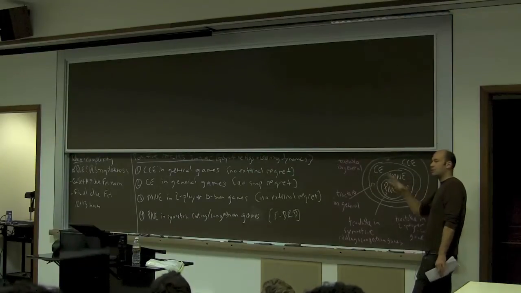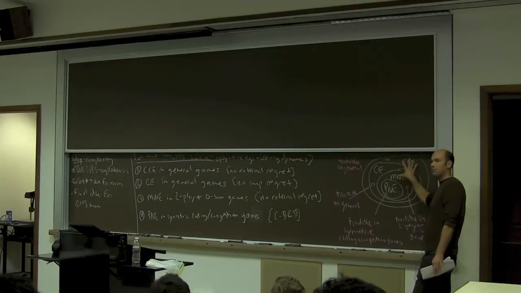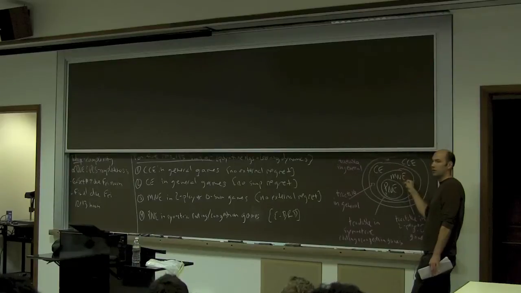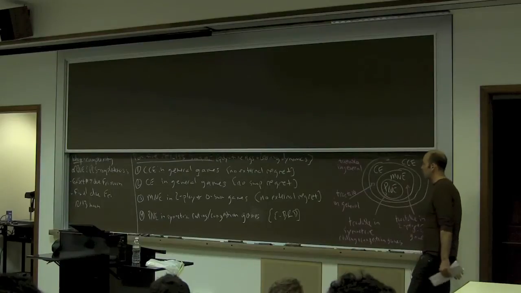I've also asked you to show on the homework that if you prefer, you can also formulate any of these outer 3 problems as linear programs: coarse correlated equilibria, correlated equilibria, and zero-sum 2-player game mixed Nash equilibria. So that's a different proof of polynomiality, not by learning processes, but rather by linear programming.